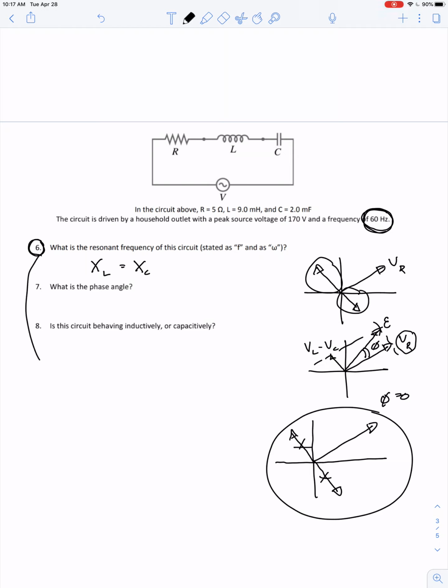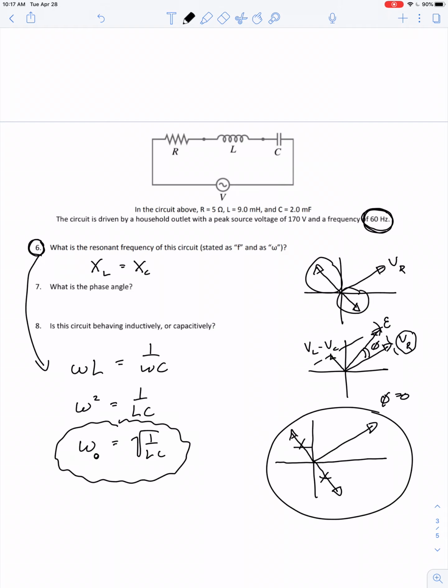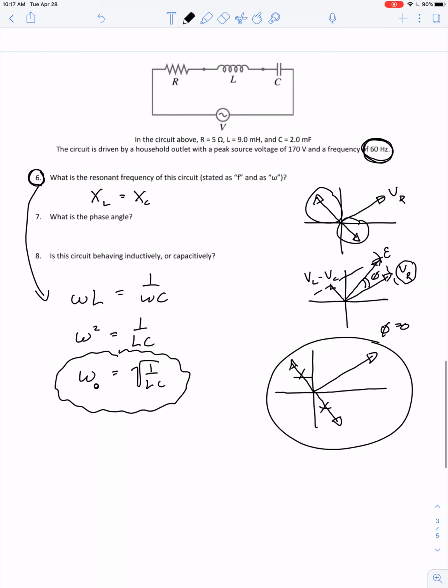So let's move our work down to here. This would mean that omega L, that's how we find the inductive reactance, would have to equal 1 over omega C, that's the capacitive reactance. So let's cross multiply and see what we get. That means omega squared is equal to 1 over LC, or in other words, the frequency that leads to resonance is the square root of 1 over LC. So let's call that omega naught.